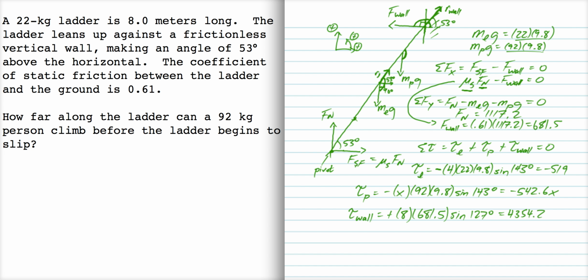So my torque equation then is this: minus 519 minus 542.6x plus 4354.2 equals 0. So that's 3835.2 equals 542.6x. x is equal to 7.1 meters. So that's how far the person went up the ladder.